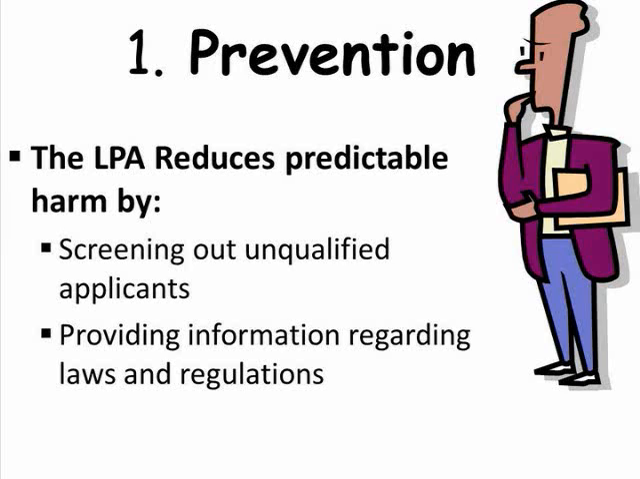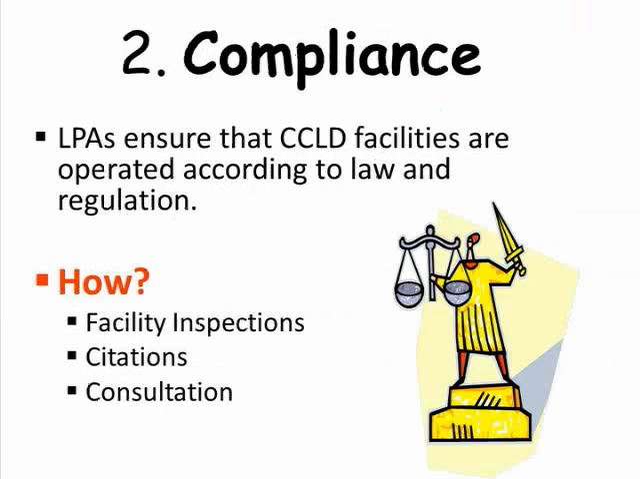For example, during an orientation, we can let applicants know up front that by state law, if they have certain criminal convictions, they will not become licensed to operate a care facility. Compliance is when facilities are operating in accordance with applicable laws and regulations.